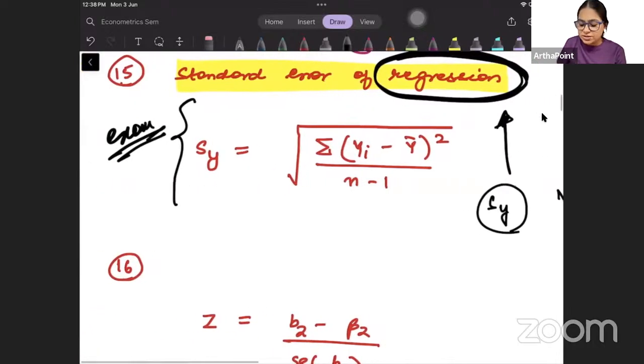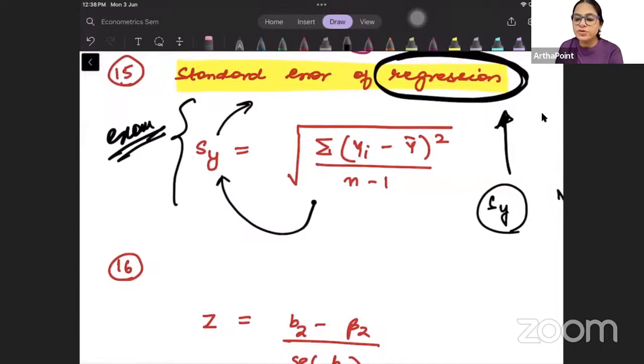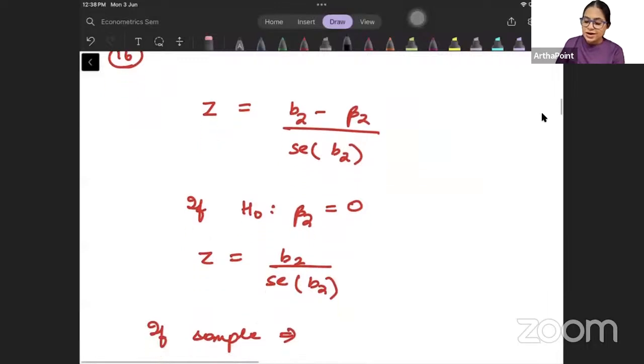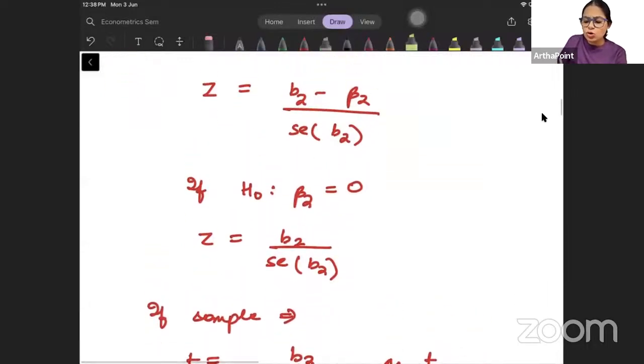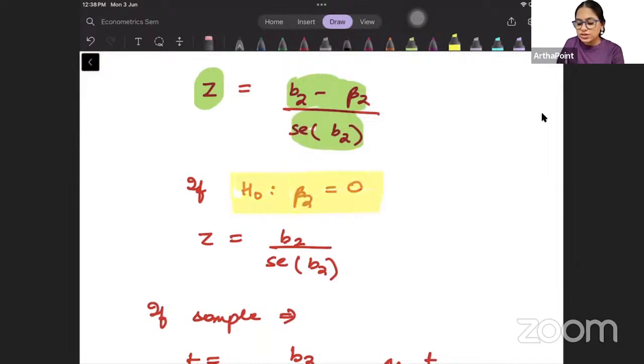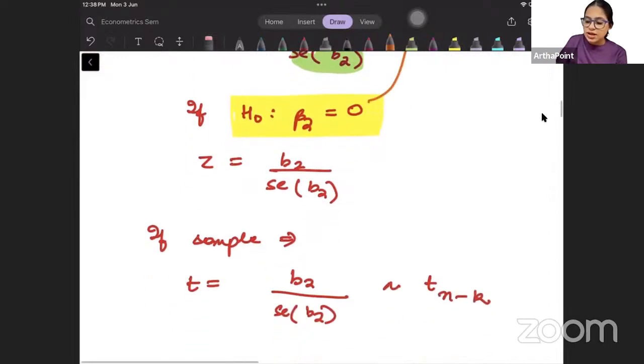So when you find this value, this is called the standard error of regression. Now, in case you want to do a z test, the formula of z test will be b2 minus beta 2 upon standard error of b2. If your null hypothesis is that beta 2 is 0, then you can just put 0 here and you will get z is equal to b2 upon standard error of b2.